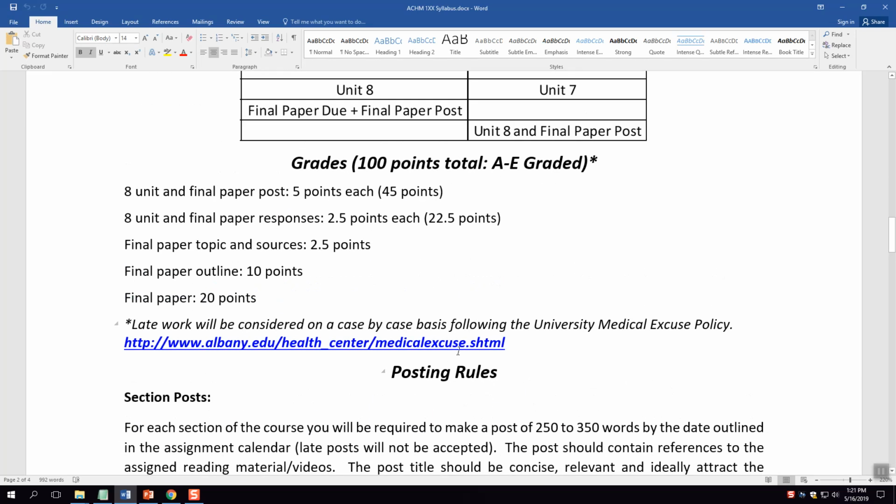So again, to go over the grading scheme, 45 of the points are from your posts. 22.5 points are from your responses. So somewhere around 70% of the grade, a little bit less, is overall just from the discussions. Discussion grading, again, is participation based. So if you participate, you should get full credit for all of this. Do note that you have to do it on time. Then the other 30%, roughly, a little bit, 32.5% of your grade is the paper. So you get 2.5 points for picking a topic, you get 10 points for doing your outline, and 20 points for doing your paper. So that's basically that.